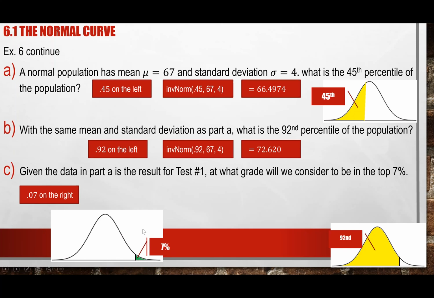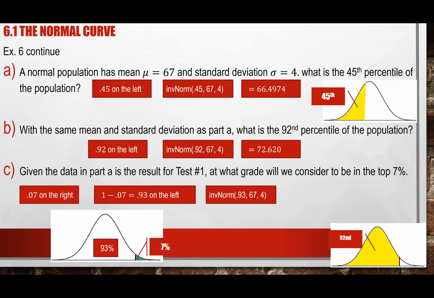Our calculator can only calculate to the left-hand side of that item, so if you see that this is on the right, we need to take 1 minus that to give us 0.93 on the left-hand side. That's because of the calculator. That's why we need to do this here. So 93% is the percent on the left. And that is the 93% that I'm using in my inverse norm, right?